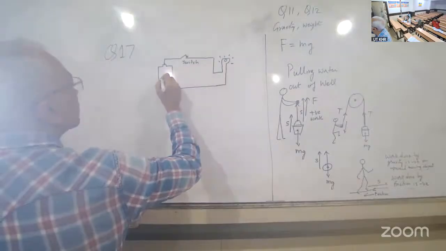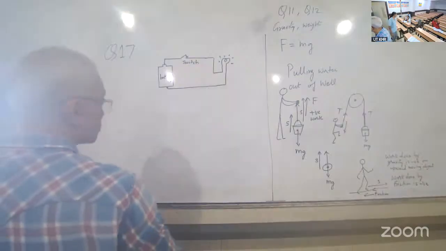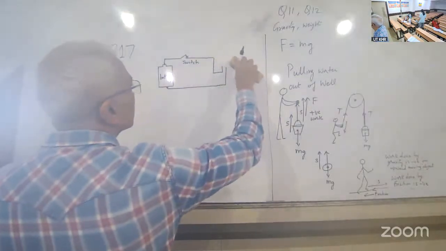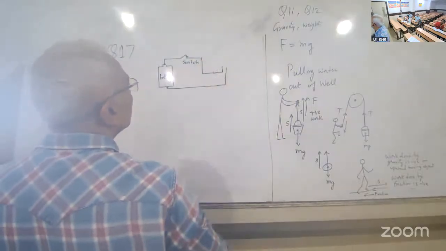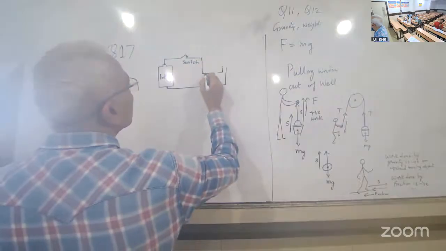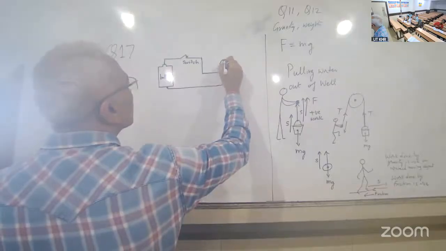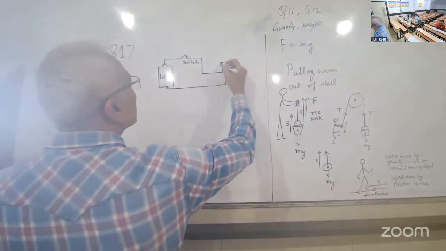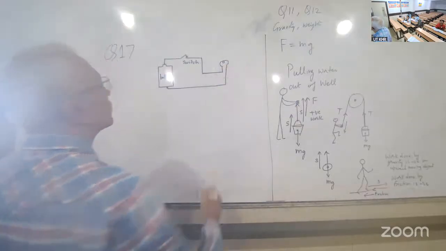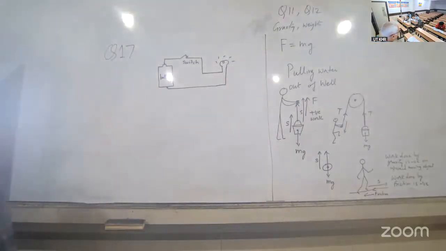This is the battery. When you close the switch, what happens? The bulb will glow. So the bulb has a filament, right? This filament is shown like this. The bulb will begin to glow. So tell me, what is the conversion of energy taking place?